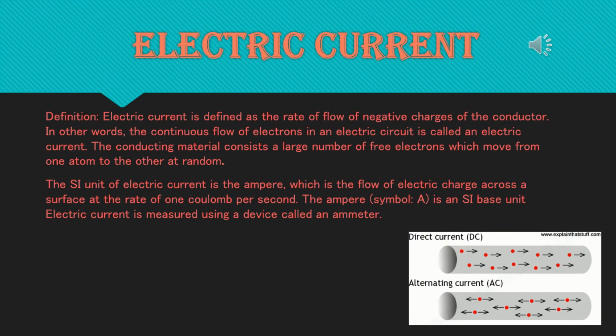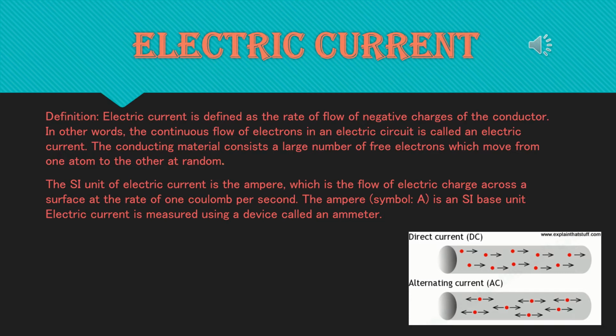First, what is electric current? Definition: electric current is defined as the rate of flow of negative charges in a conductor. In other words, the continuous flow of electrons in an electric circuit is called an electric current. The conducting material consists of a large number of free electrons which move from one atom to the other at random.